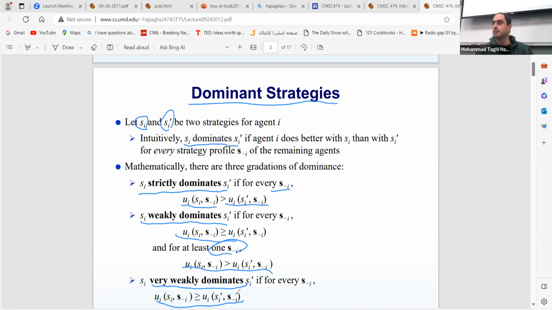So does this mean that Si and S prime i could both be weakly dominant? Yes, exactly. The last one was this one. Actually, S prime i, because both of them are for i. In the very weakly case, it means that Si and S prime i can both very weakly dominate each other.